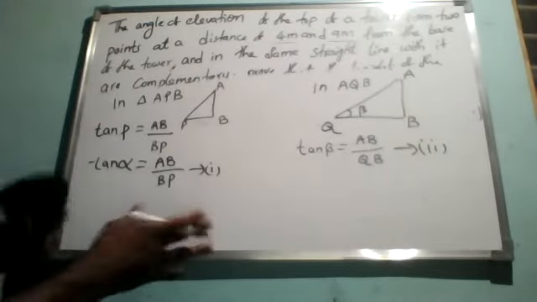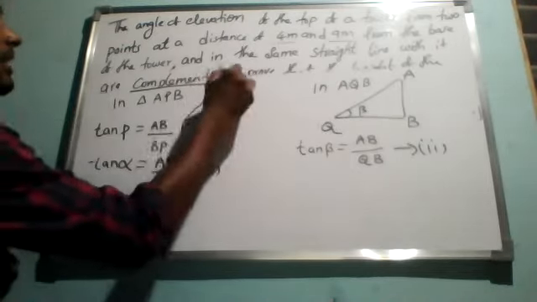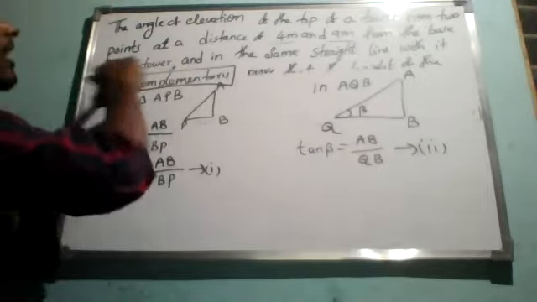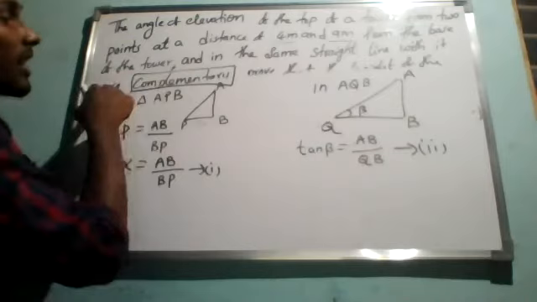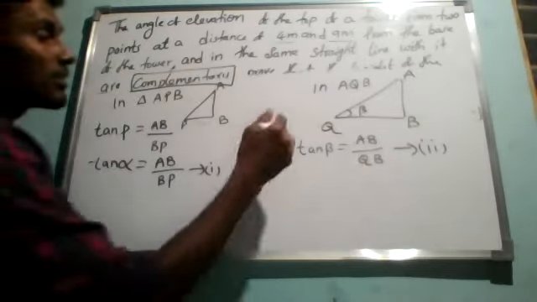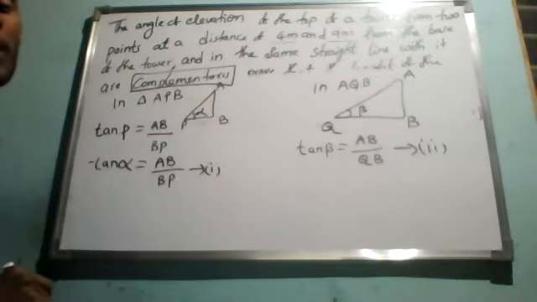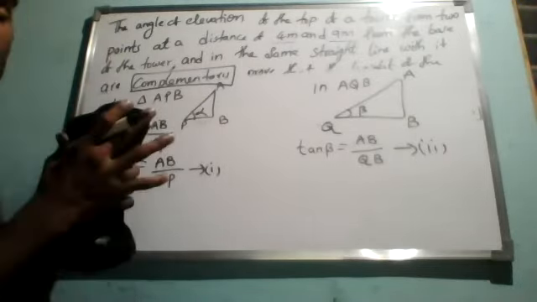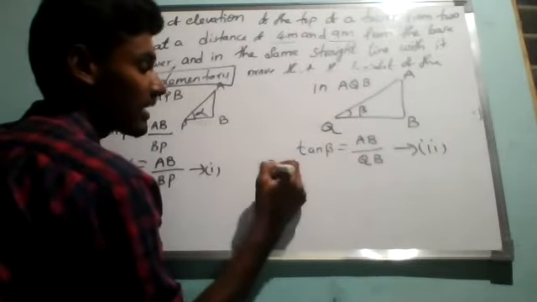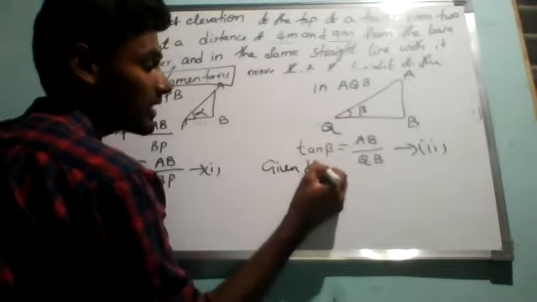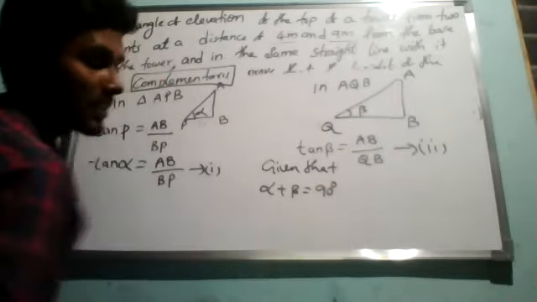But after solving this, I don't know how to solve further. If you observe the question carefully, they have mentioned one more thing: after the tower, in the same straight line, the angles are complementary. Means these two angles, alpha and beta, are complementary. So what is the meaning of complementary? If we add the two angles, alpha plus beta equals 90 degrees. So I can write, given that alpha plus beta equals 90 degrees.